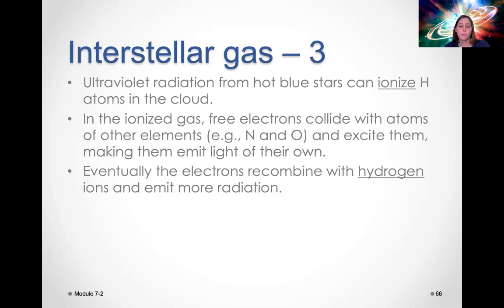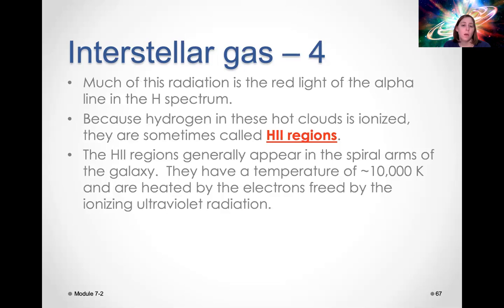Eventually, the electrons recombine with hydrogen ions and emit more radiation. Much of this radiation is red light of the H-alpha line in the hydrogen spectrum. Because hydrogen in these hot clouds is ionized, they are sometimes called H II regions, hydrogen 2 regions. The hydrogen 2 regions generally appear in the spiral arms of the galaxy. They have a temperature of about 10,000 degrees Kelvin and are heated by the electrons freed by ionizing ultraviolet radiation.